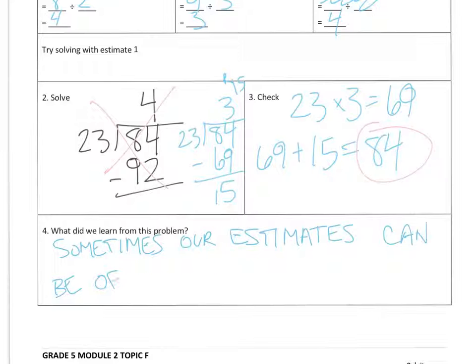Was it hard to adjust? Nope. We caught it pretty quick. But sometimes your estimate's going to lead you down the wrong path for a little bit. But it still helped us because we knew that our answer was going to be close to 4. 3 remainder 15, pretty close to 4.